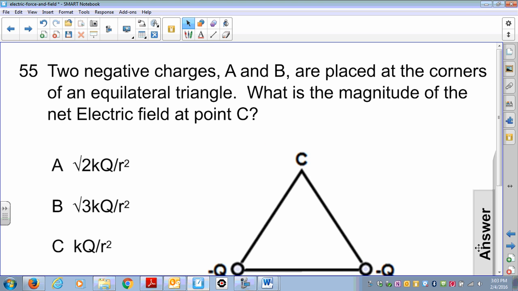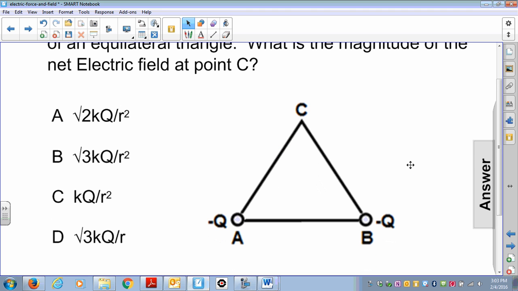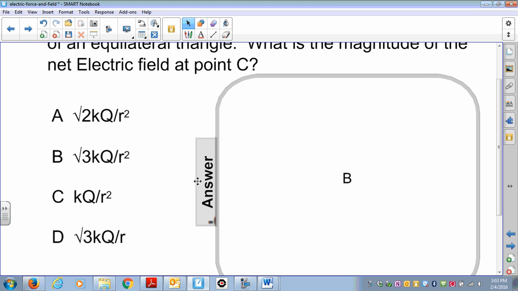Two negative charges, A and B, are placed at the corners of an equilateral triangle. What is the magnitude of the net electric field at point C? So now again we want the magnitude of the electric field strength. Okay, so let's see if you chose the correct answer. Hopefully you chose B, square root of 3 kQ over r squared.